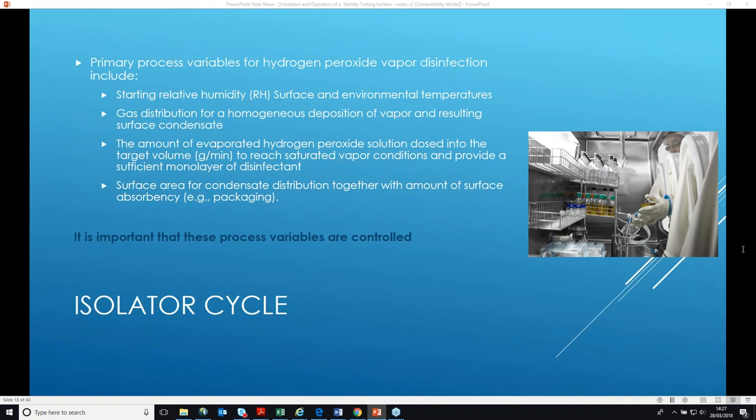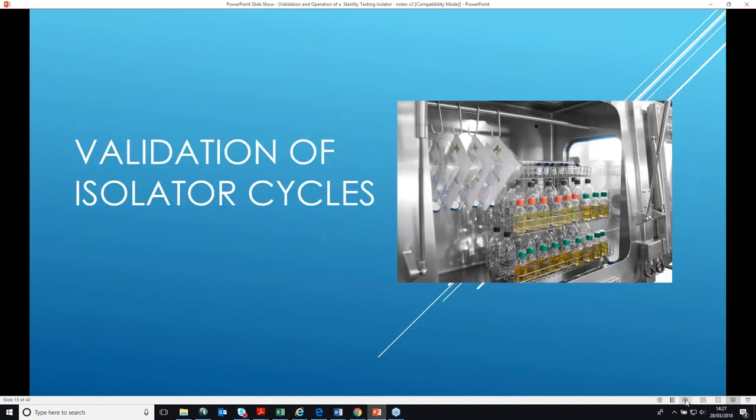There's also the surface area for the condensate distribution, together with the amount of surface absorbency. And each one of these process variables needs to be controlled, and we'll discuss some of those in terms of more practical examples shortly. So the purpose of this section was to discuss the cycle physics and chemistry. But how, in practice, are isolator cycles validated?